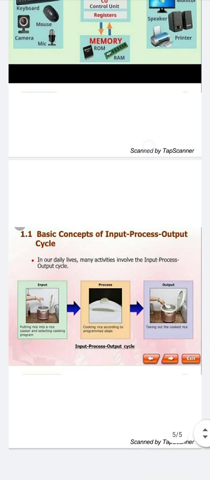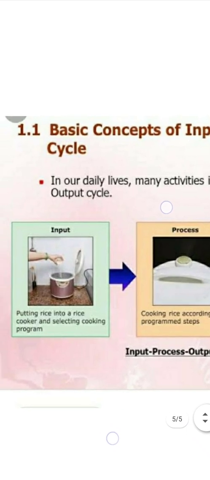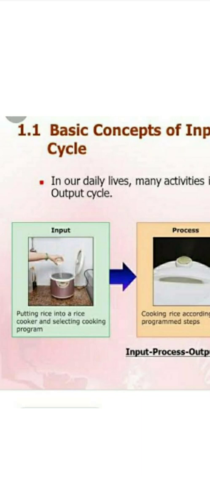Now let's come to the last figure. In our daily lives, many activities involve the input, process, output cycle. If we look at our daily life, there are many such processes which capture the input, process, output cycle. For example, just see here. First is input. In input, what is given here? See, putting rice into a rice cooker and selecting the cooking program.